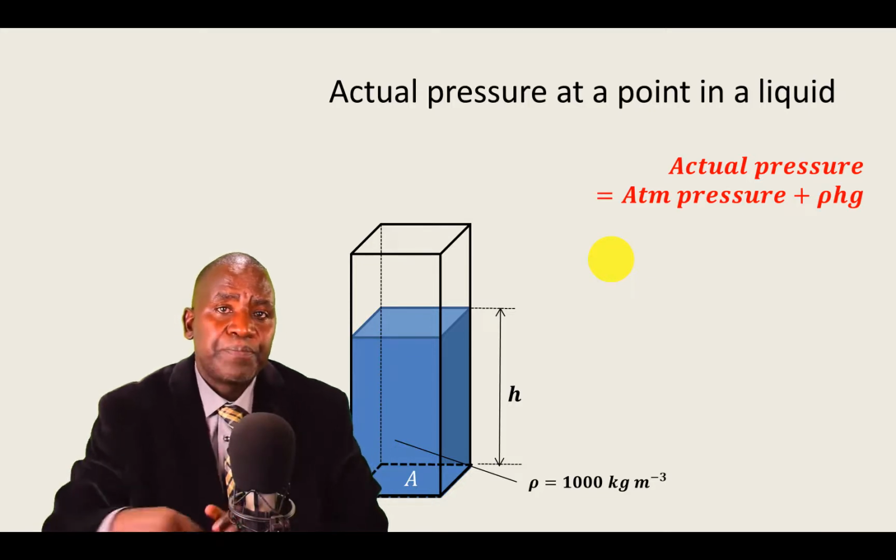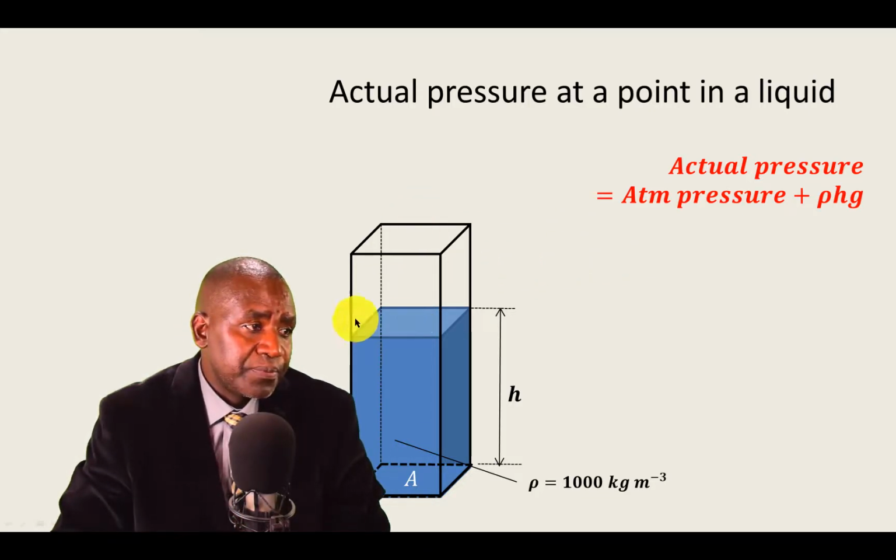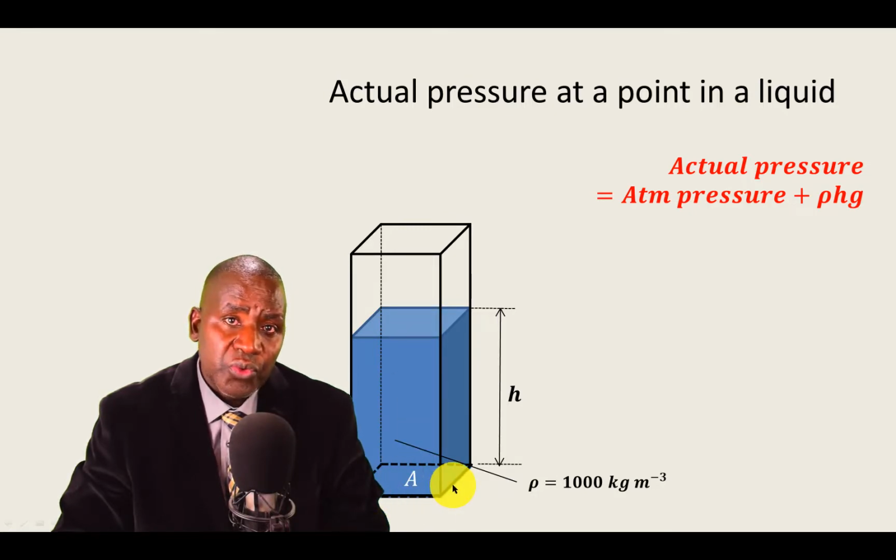The next thing that I want to consider from here is the actual pressure at a point in a liquid. You see this surface of the liquid here is subject to atmospheric pressure. So the atmosphere is exerting a force on this surface of the liquid. In fact, it is exerting pressure at this point. So the total pressure at the bottom is equal to atmospheric pressure plus the pressure due to the liquid column.